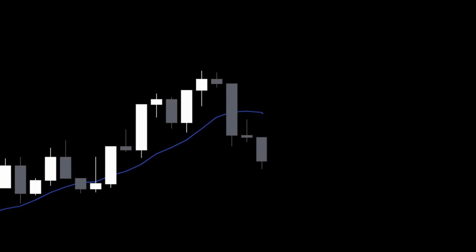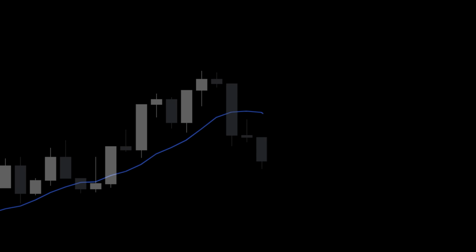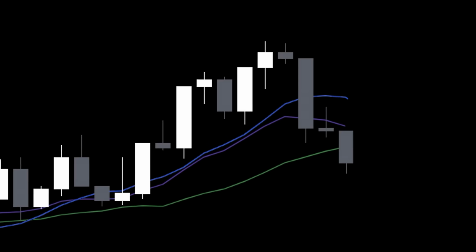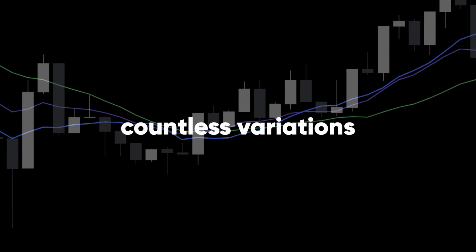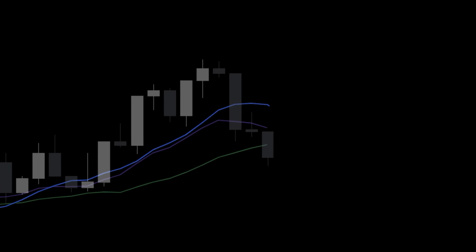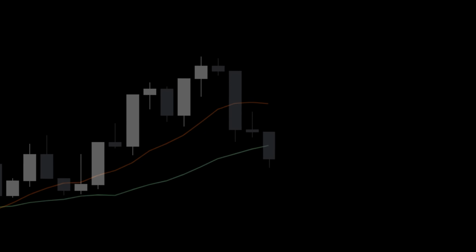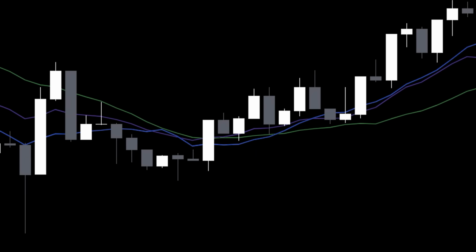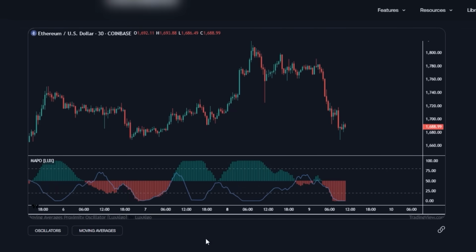A moving average smooths out price data and helps identify trends by calculating the average price over a set period. Traders often buy above or sell below this average, or they combine multiple averages to spot crossovers for entries. There are countless variations: simple, exponential, weighted, and more. But here's the problem. Most traders don't know which moving averages to use or when to use them. The result? A messy chart filled with lines that leads to one thing: analysis paralysis. This indicator avoids this issue.